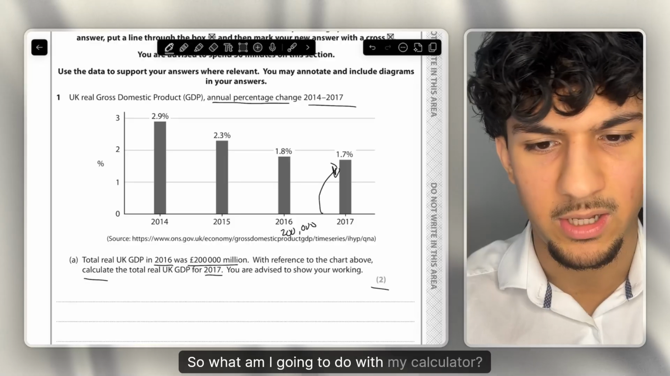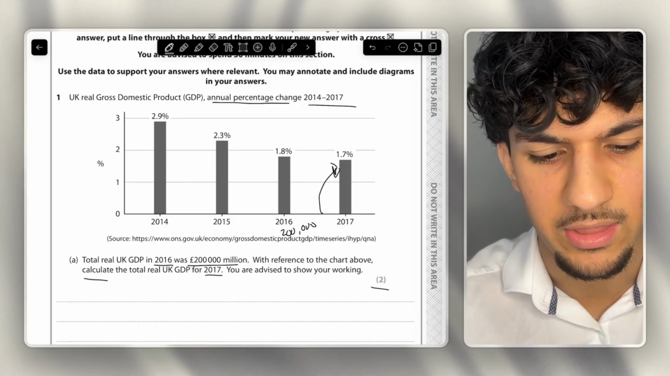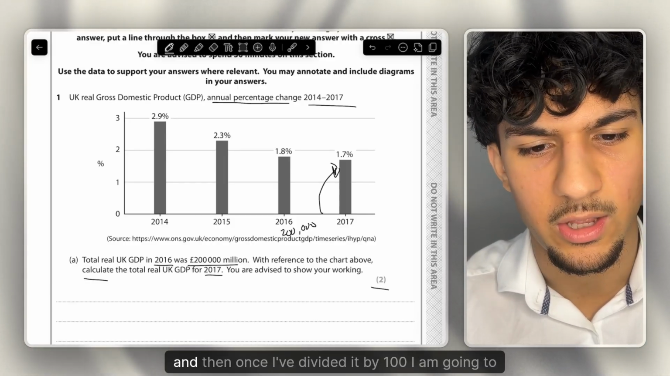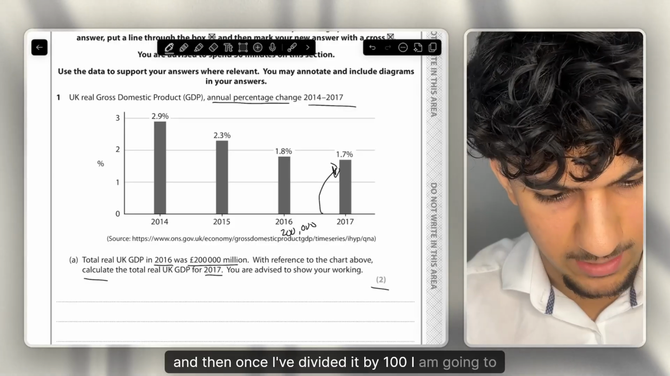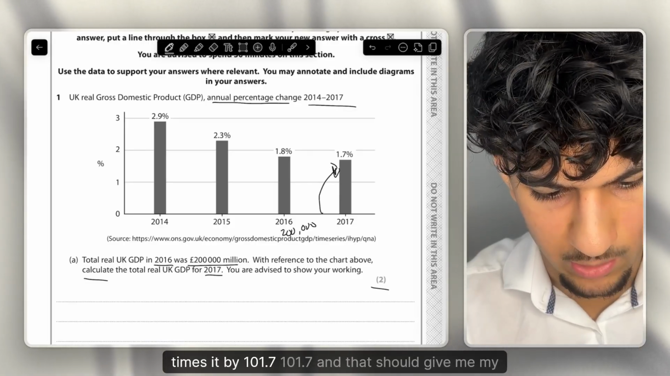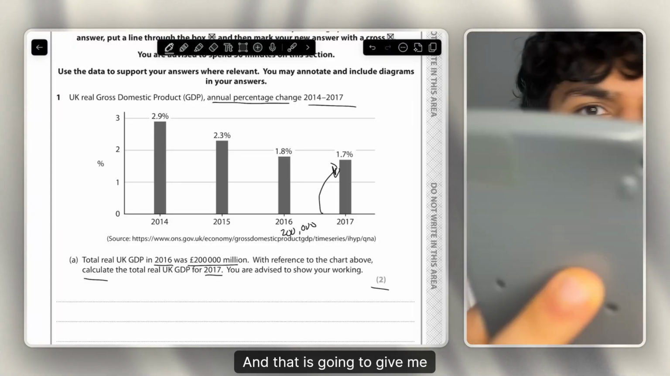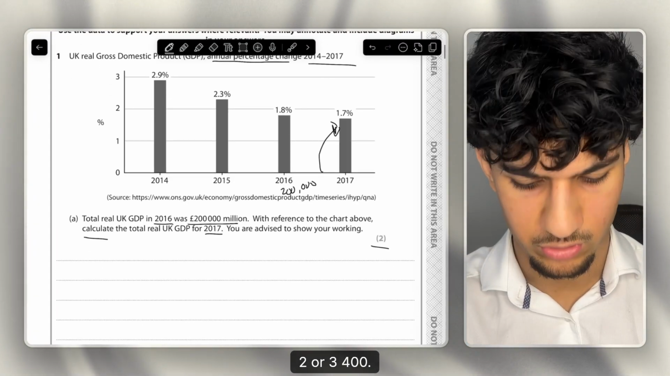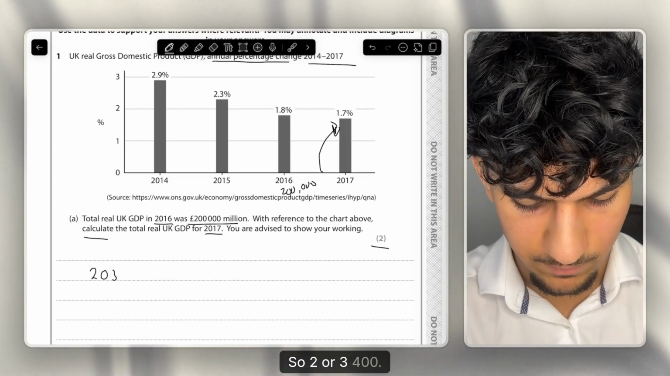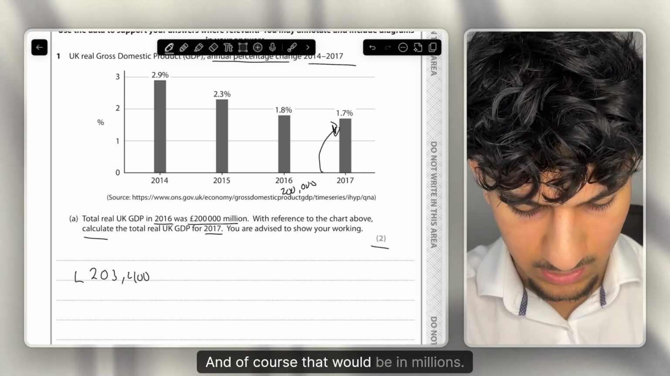So what am I going to do with my calculator? I'm going to take 200,000 and divide that by 100. Then once I've divided it by 100, I'm going to times it by 101.7, and that should give me my percentage change, and that is going to give me 203,400. So 203,400, and of course that would be in millions.